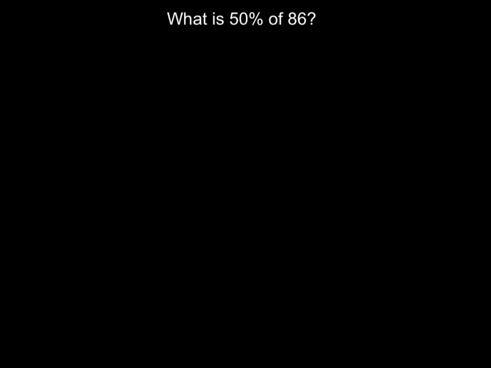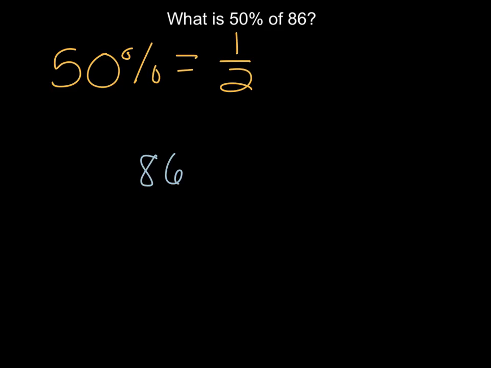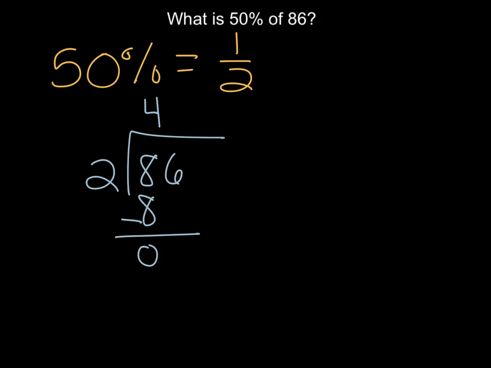50% of 86. Now 50% is really quite simple. You don't really even need to set up a proportion. We know that 50% is equal to 1/2. So we think of this as just taking half of 86. And to take half of a number, you simply divide that number by 2. 2 goes into 8 4 times. 2 times 4 is 8. We subtract and get 0. So we bring down our 6. 2 goes into 6 3 times. 3 times 2 is 6. We are left with a remainder of 0. So 50% of 86 is 43.